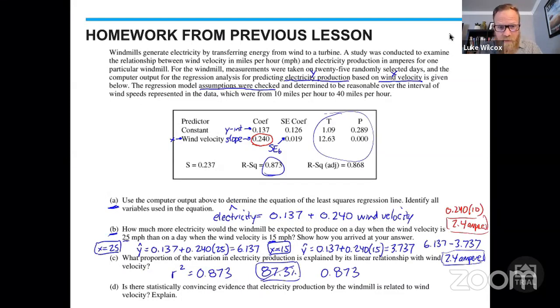Okay, last part here, part D. Is there statistically convincing evidence that electricity production by the windmill is related to wind velocity? Now you see this convincing evidence, and that is a very big clue to you that you're going to need a significance test. And we have not yet talked about how to do a significance test for a slope. In fact, that's what today's lesson is all about. So I am not going to answer this question yet. You will see this question again later. So I think that's a perfect segue into today's lesson.